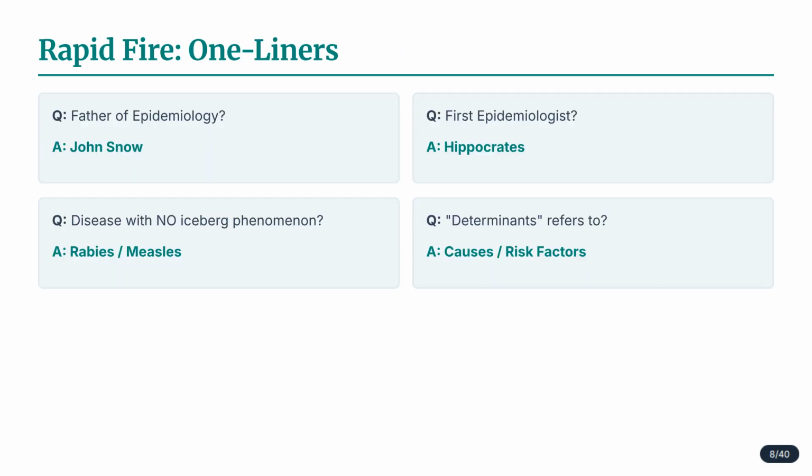Here are some quick one-liners for review. John Snow is known as the father of epidemiology. Hippocrates was the first epidemiologist. Diseases like rabies and measles have no iceberg phenomenon. Determinants refers to causes or risk factors.